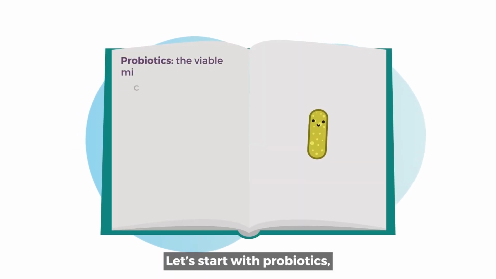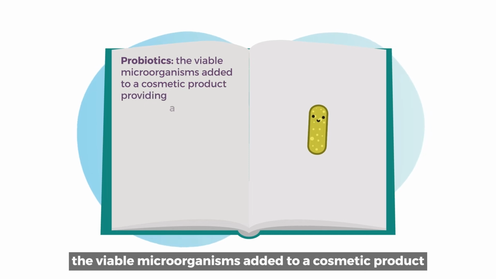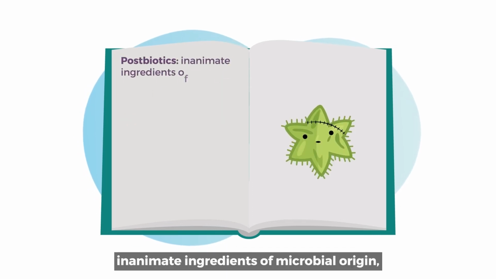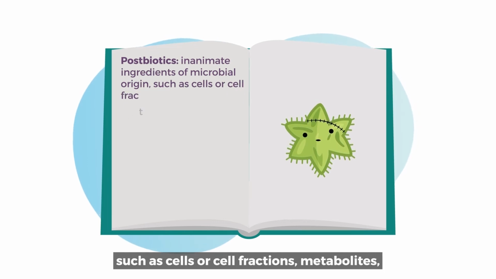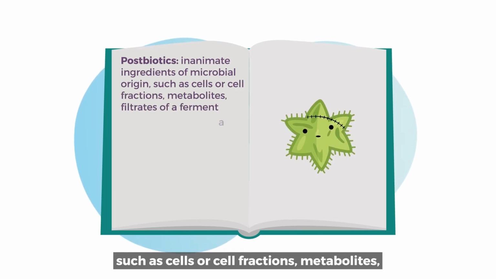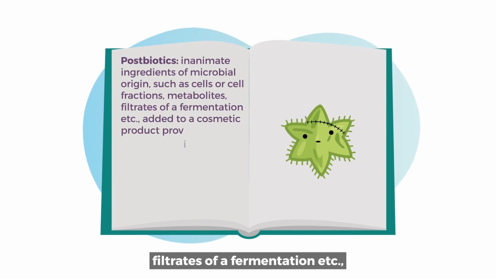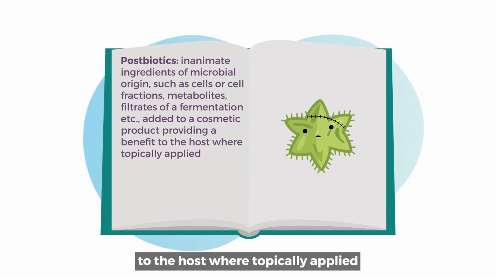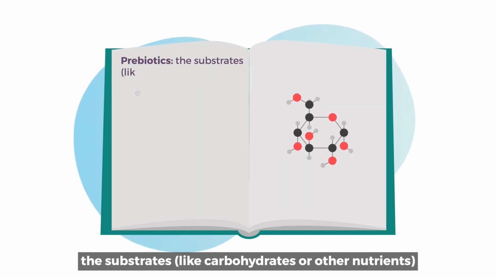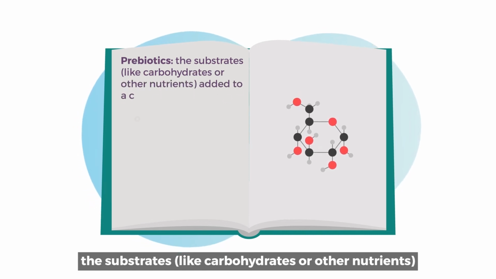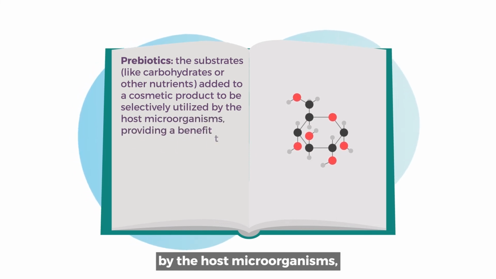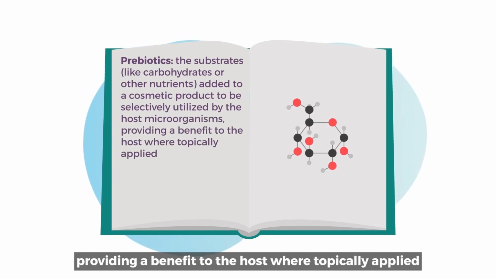Let's start with probiotics, the viable microorganisms added to a cosmetic product providing a benefit to the host where topically applied. Then we can move on to postbiotics, inanimate ingredients of microbial origin, such as cells or cell fractions, metabolites, filtrates of a fermentation, etc., added to a cosmetic product providing a benefit to the host where topically applied. Finally, prebiotics, the substrates like carbohydrates or other nutrients added to a cosmetic product to be selectively utilized by the host microorganisms, providing a benefit to the host where topically applied.